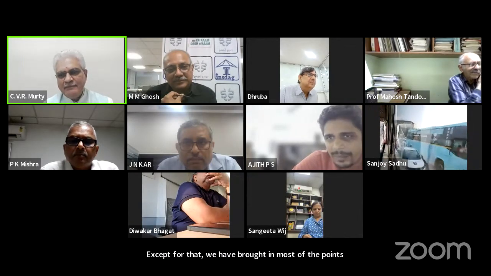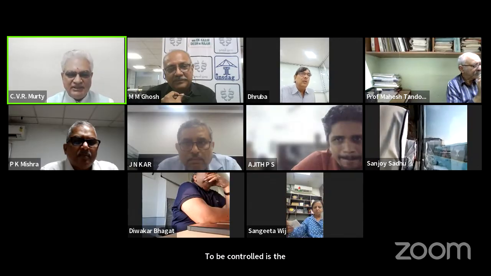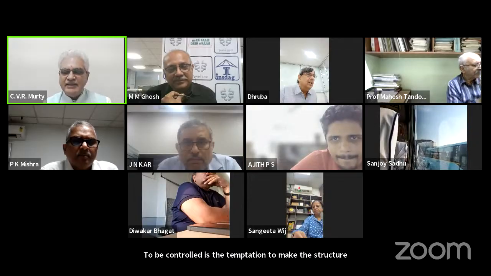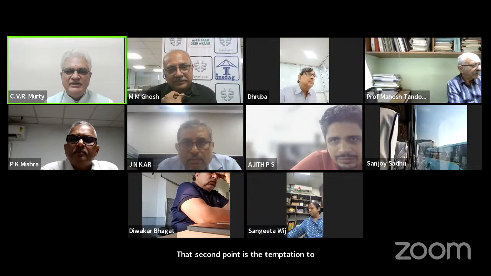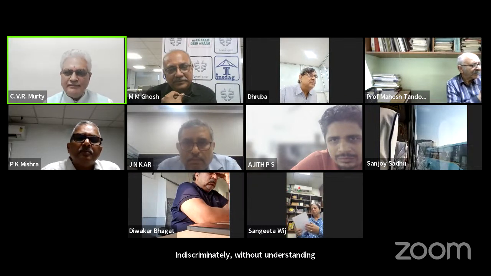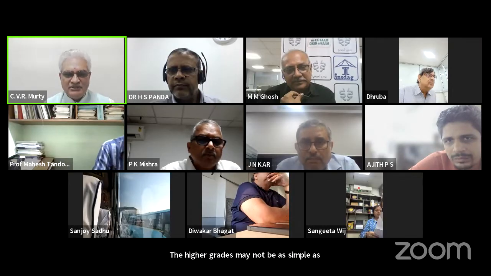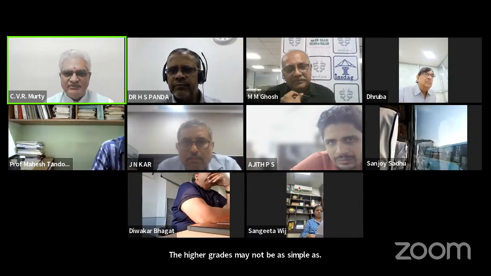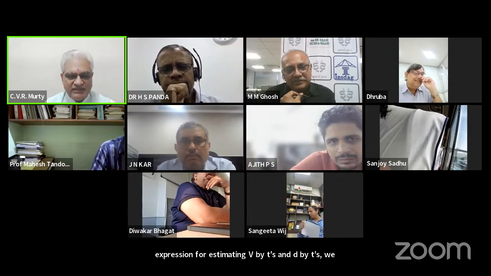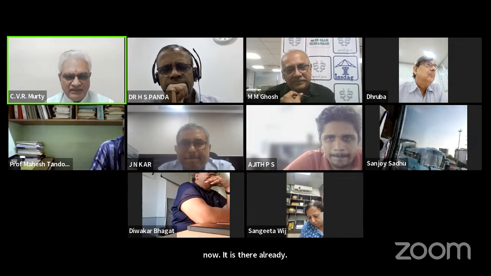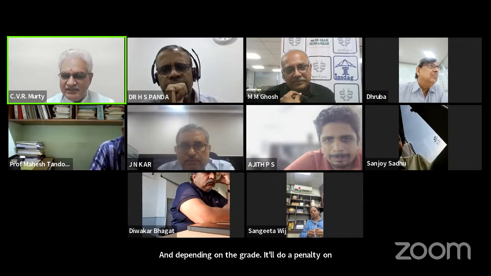But what remains to be controlled is the temptation to make the structure cheaper by using thinner and thinner sections. The second point is the temptation to use higher grades indiscriminately without understanding the implications. For example, the higher grades may not be as simple as adding an epsilon factor in the standard in the expression for estimating b/t's and d/t's. We need to do tests before we put in that epsilon. Right now it is there already, and depending on the grade, it will do a penalty on you. But the fact is that we need to establish it because other people's lives are at stake.